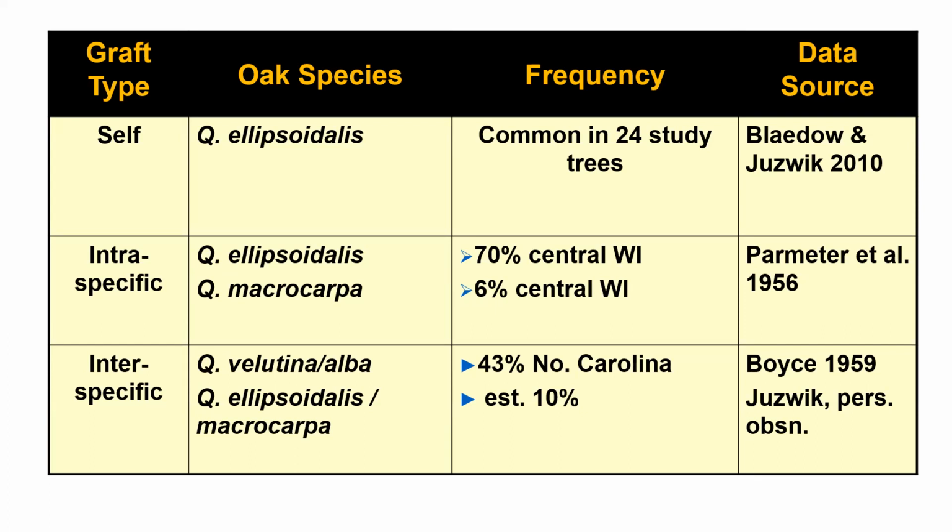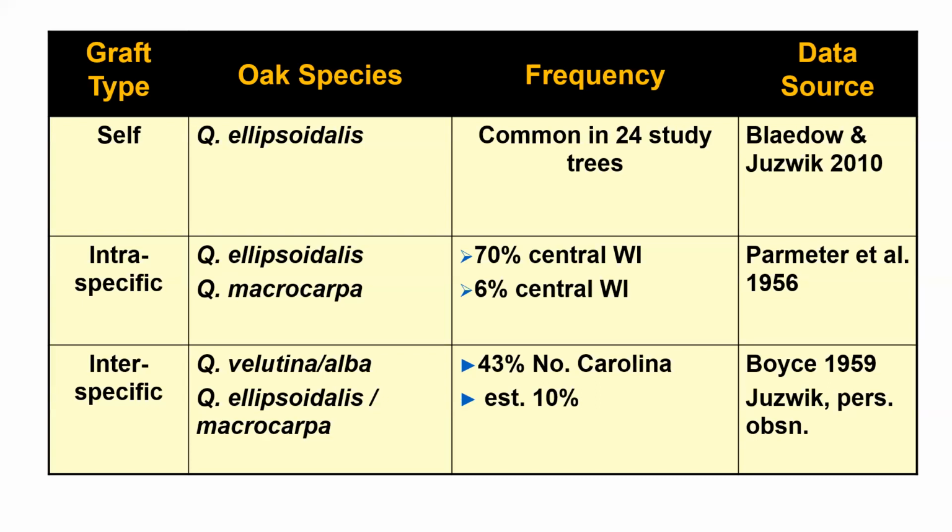And these are just some statistics from the old literature. For northern pin oak in the central sands of Wisconsin, over 70% of northern pin oaks were found to be grafted to one or more neighboring trees. So it can be quite common on certain sites. And the statistics for the bur oak are much less, as you see.